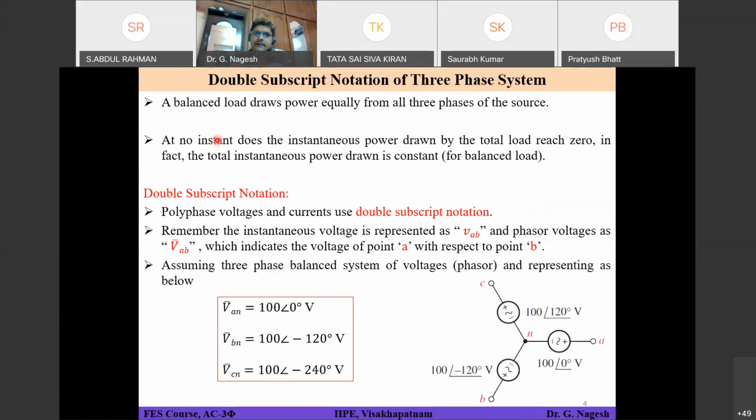If you think more or analyze more, at no instant does the instantaneous power drawn by the total load reach zero. In fact, the total instantaneous power drawn is constant for a balanced load. So what is the meaning of this statement? Can anyone say?